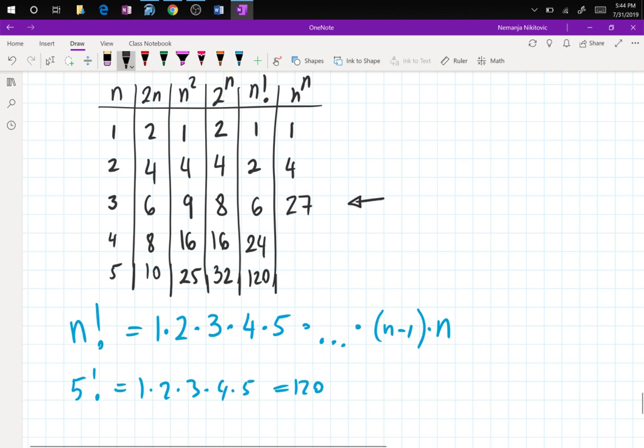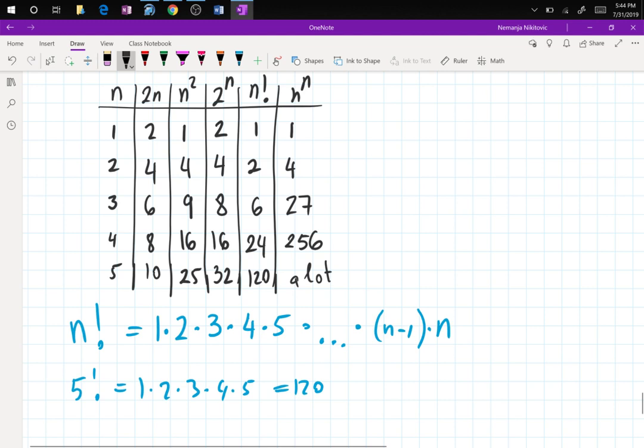Look at the third row, right? Everything is like 6, 8, 9. This guy's at 27. What's 4 to the 4? 4 to the 4? 256, right? Oh, it's 10 times bigger than the factorial, right? And it's 16 times bigger than the exponential. This is 5 to the 5, like a lot. It's really a lot.